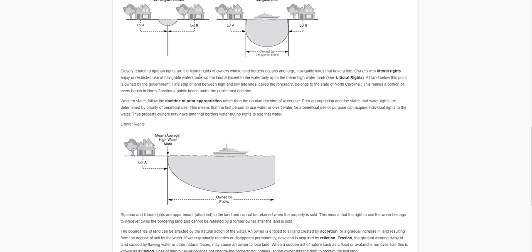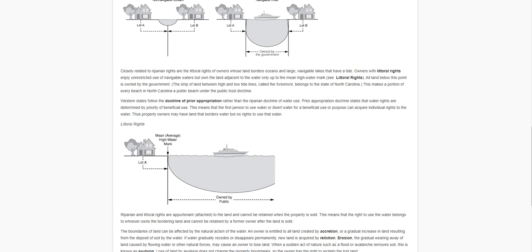Littoral rights. What are littoral rights? Rights of property owners whose land borders large navigable bodies of water. Littoral rights enjoy unrestricted use of the land, but own the land adjacent to the water only up to the mean high water mark. All the land below this point is owned by the government. The strip of land between the high and low tides, called the foreshore, belongs to the state of North Carolina.